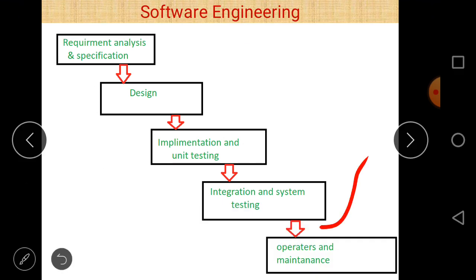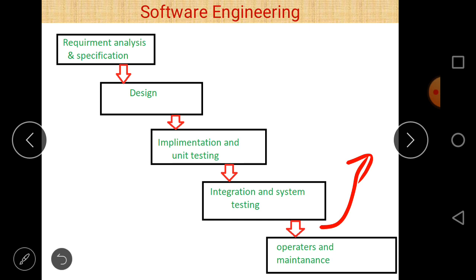In between, there is also deployment. Before operation and maintenance there is another phase, deployment, which many books mention as a phase of software engineering, and some of them consider integration and system testing as a part of deployment, or deployment as part of integration and system testing. So basically there are five phases.